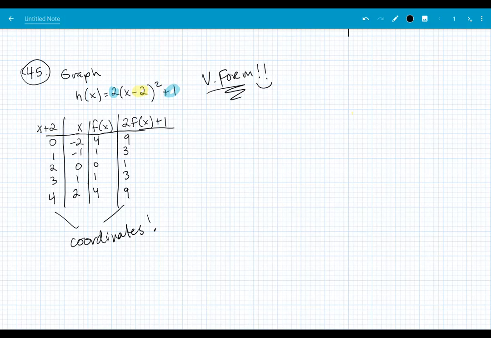So graphing this, I'm at 0, 9. So 0, 9, 1, 3, 2, 1, 3, 3, and then 4, 9. And there's my graph.